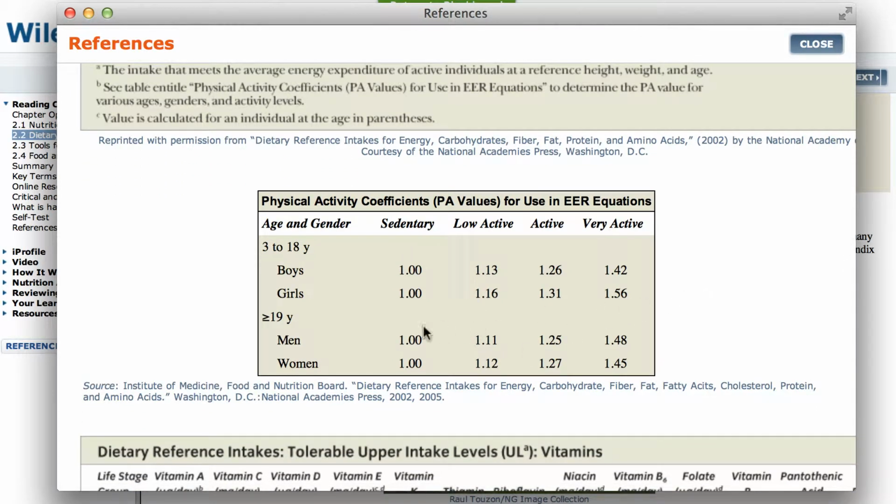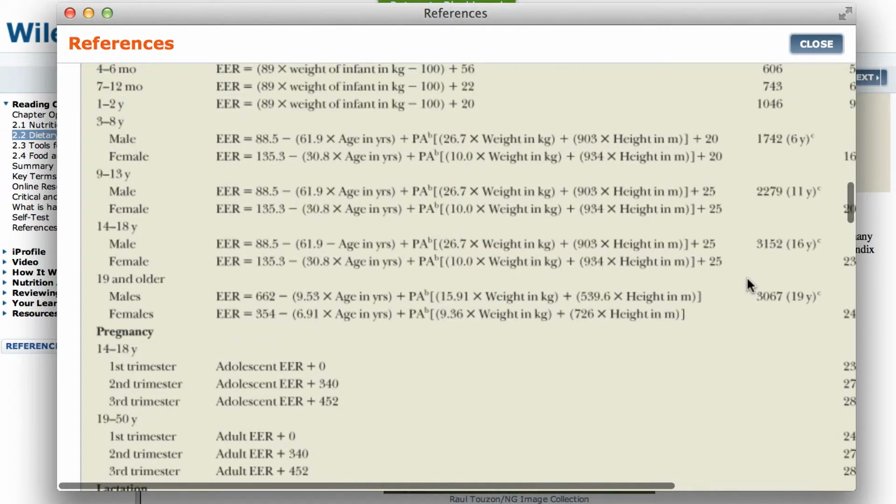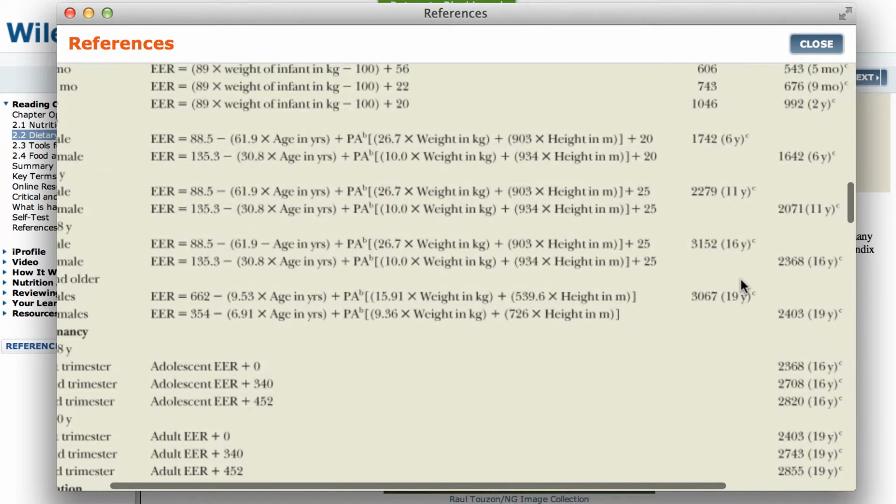So if you're sedentary, your physical activity coefficient is going to be 1. And if you're very active, somebody who's a construction worker or maybe an athlete in training, you'll end up with a very active physical activity coefficient of over 1.4. So you can plug that into the equation. So you can do this for yourself individually if you'd like to. Typically, males are going to have an estimated energy requirement of around 3,000 calories per day if their average height and weight and the age of about 19, and for females that would be about 2,400 calories.